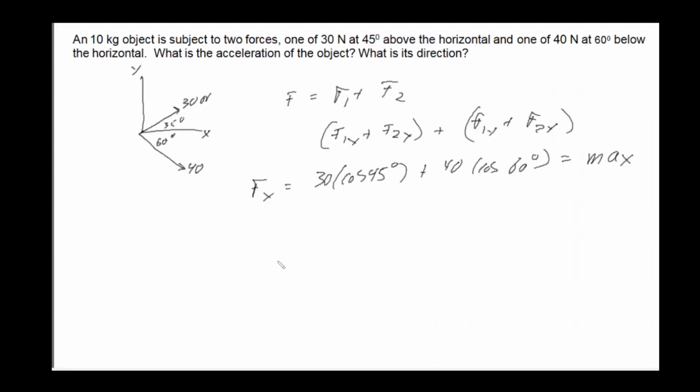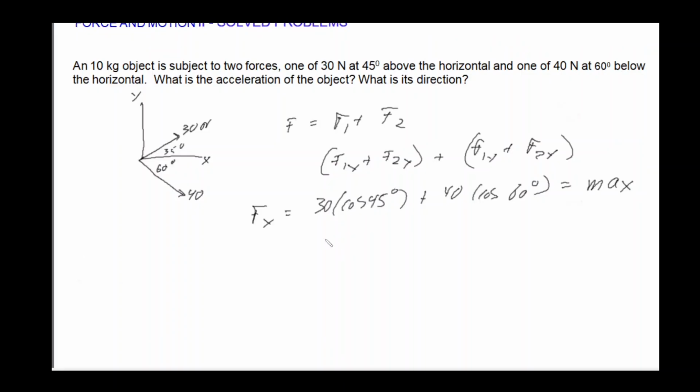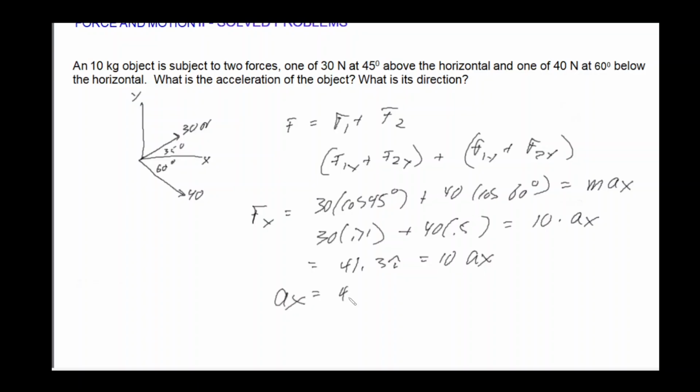If we calculate this, we get 30 times 0.71 plus 40 times 0.5 is equal to 10 kilograms times ax. And if you work that out, you get Fx is equal to 41.3 i, which is equal to 10 ax, or ax is equal to 4.13 meters per second squared.